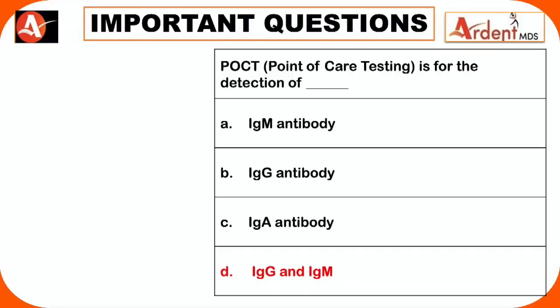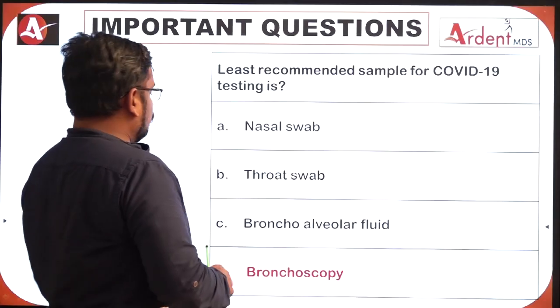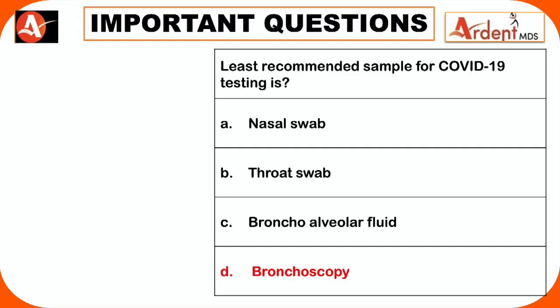So coming to the important questions related to molecular diagnostic testing: point of care testing is for the detection of both IgG and IgM. So the answer is D. What is point of care testing? Instead of sending all the samples to a third party laboratory or the central hospitals, there are some local laboratories present near the patients. This is called point of care testing, which reduces the workload of the central hospitals and laboratories. The least recommended sample for COVID-19 is bronchoscopy, which has a high risk of aerosol.